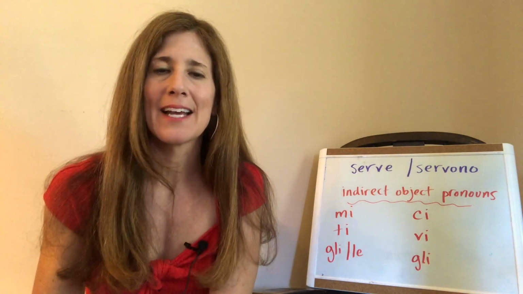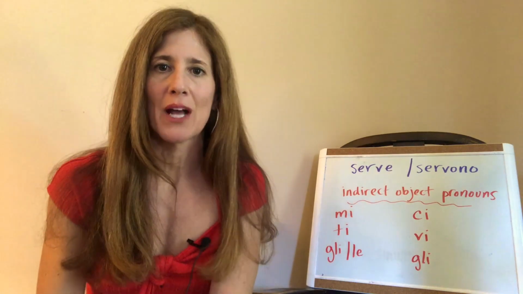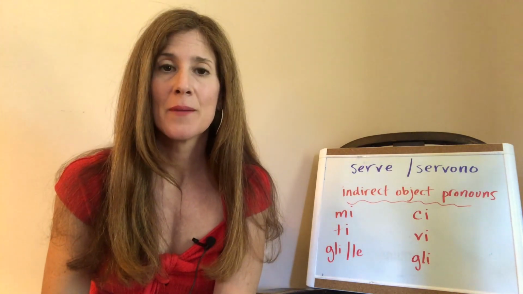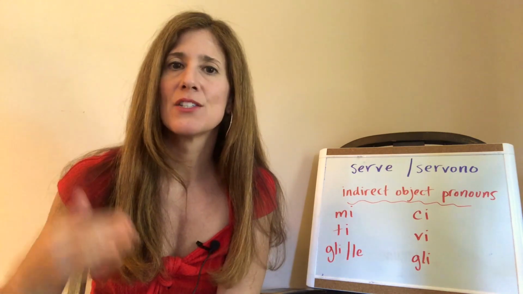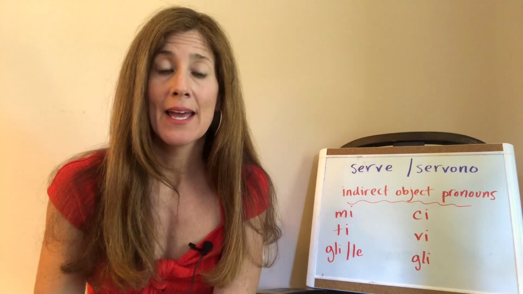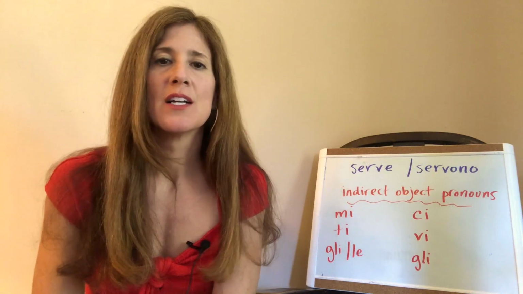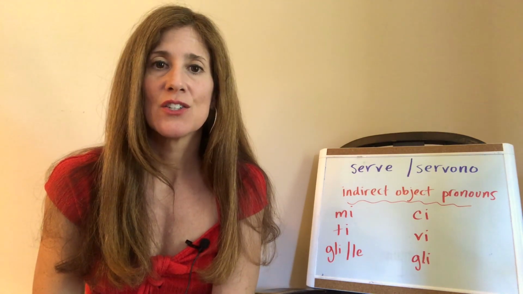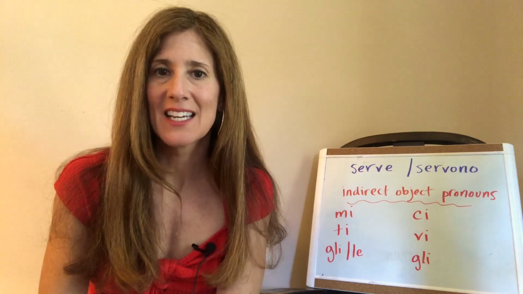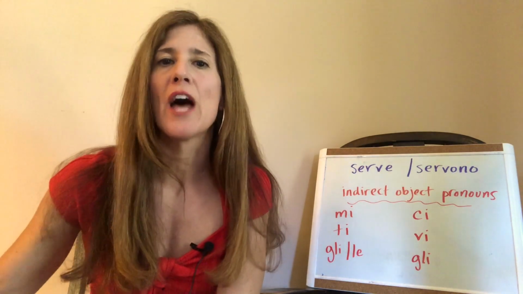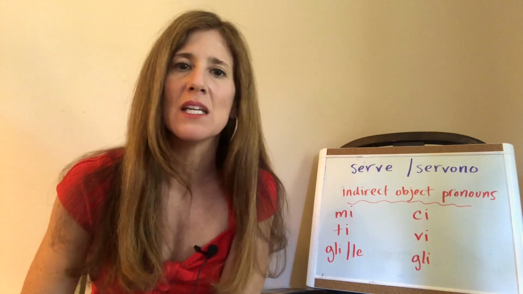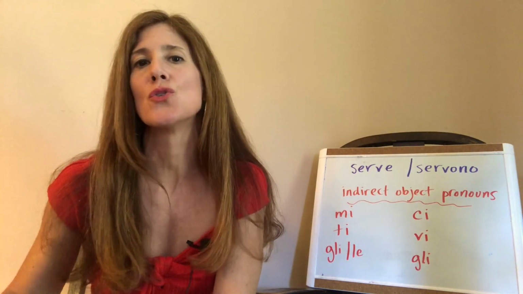So ripetete, just repeat these indirect object pronouns after me. Mi, ti, gli, and that is to him, le, to her. Ci, to us, vi, to you all, and loro is to them. And I forgot to say the mi is to me and the ti is to you.